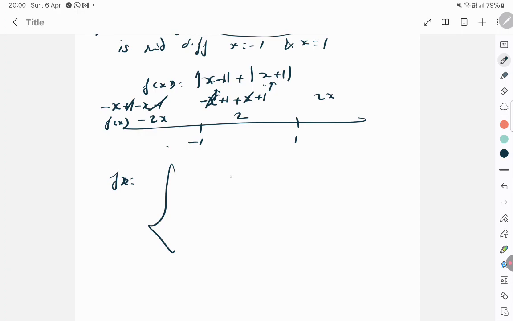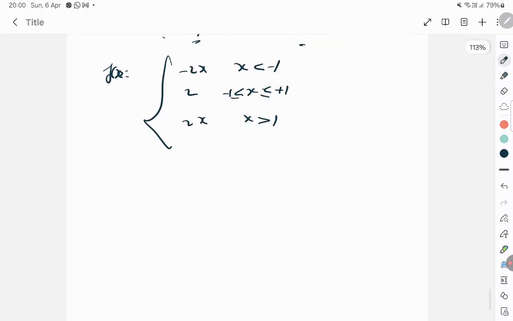Write a bracket. When x is less than minus 1, the function is minus 2x. When x is lying between minus 1 and plus 1, just put an equal to symbol here in between. Somewhere you have to equate. So let's include this and write it as 2. And when x is greater than 1, it's 2x. So you redefine the function, you got it. Now you can do the differentiability, correct? So you're going to approach less than 1, greater than 1, less than minus 1, greater than minus 1.